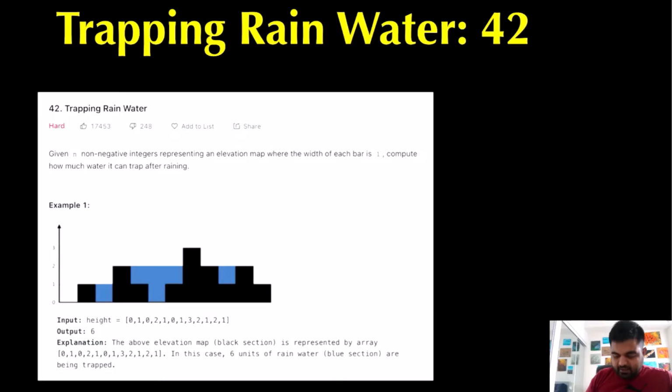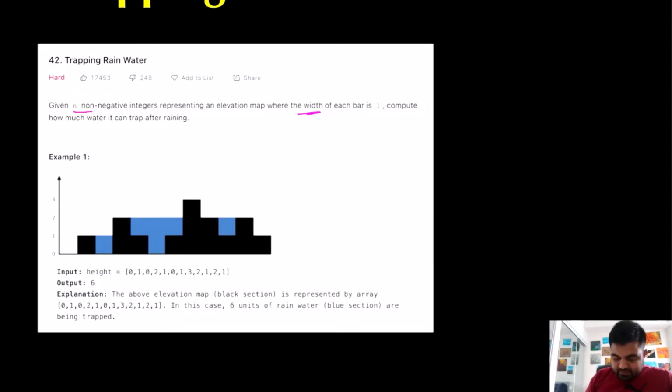We are given an array called n, where all the integers are non-negative, and any single integer represents the height at that particular position inside the array. We are given that the width at any two positions is 1, so we can consider that, and we need to see how much water we can trap when it rains.